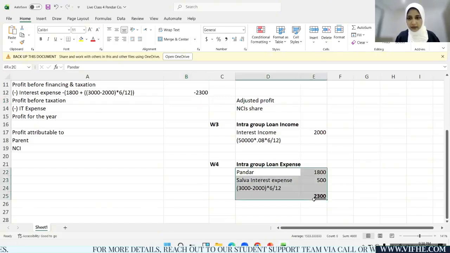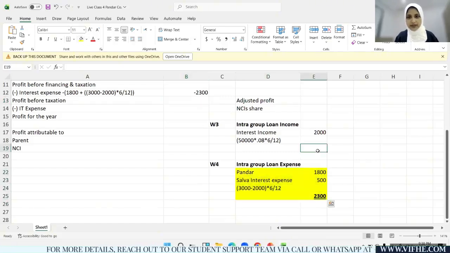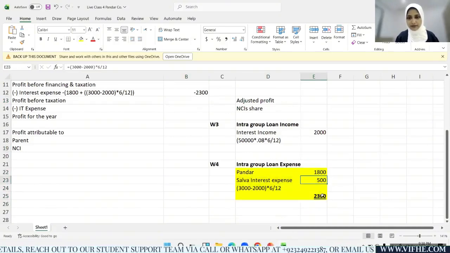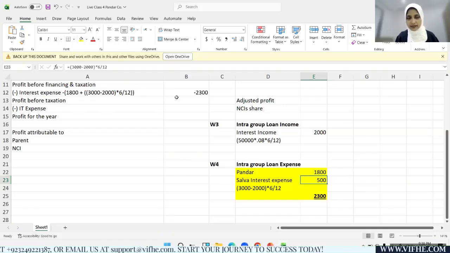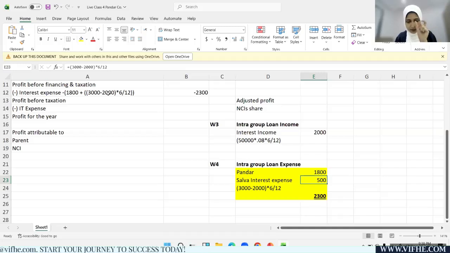So if anyone has a doubt about what I've explained, ask me. Does anyone have a doubt as to why I did not do a direct minus 2 million? I could have taken 3 million into 6 by 12, and then at the end done a less 2 million, but that would not give me the correct answer. So did everyone understand why from the 3 million I'm first removing the 2 million? Because that's an intergroup element pertaining just to the subsidiary, and after removing that I should take a 6 by 12. Right? So nobody has a doubt here, right?